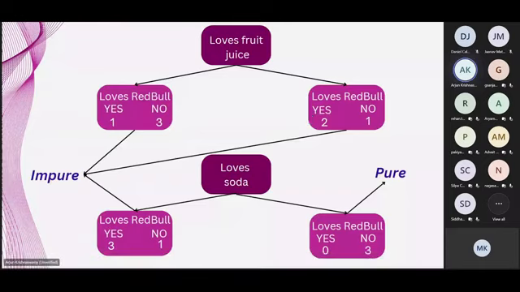So moving on, now that we have started off with our root node, we only considered Loves fruit juice and Loves soda as criteria for splitting. We completely forgot about age, and we'll be taking that into consideration in some time.